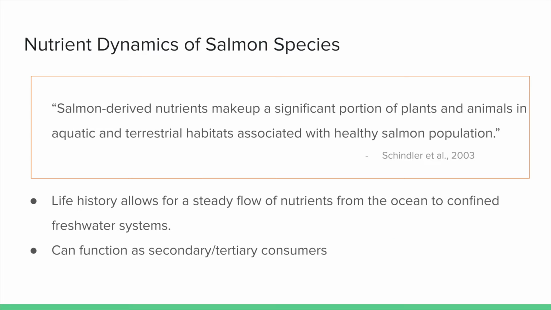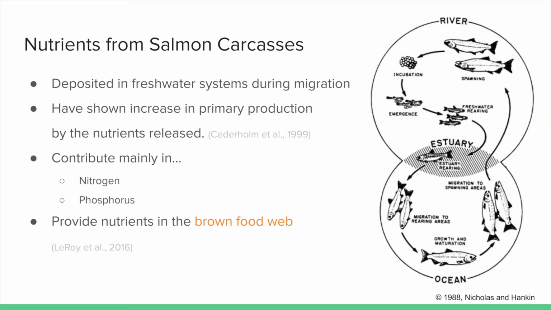So in understanding salmon as a keystone species, it's important to look at the nutrient dynamics of salmon species. A lot of the nutrients from salmon will make up a significant portion of the plants and animals in both aquatic and terrestrial habitats, which also associate with a healthy salmon population. And their life history is what allows for the steady flow of nutrients from the ocean to these confined freshwater systems.